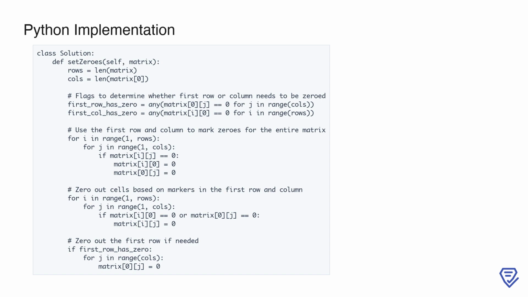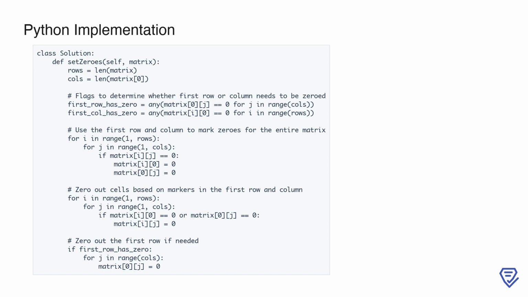Here, we start by defining a class called Solution and a method named setZeroes that takes a matrix as its input. The first step is to determine the dimensions of the matrix, which we store in rows and cols. Then, we check if the first row or the first column contains any zeros. This is done using the any function, which iterates through the respective row or column. If a zero is found, we set flags first_row_has_0 and first_col_has_0 to true.